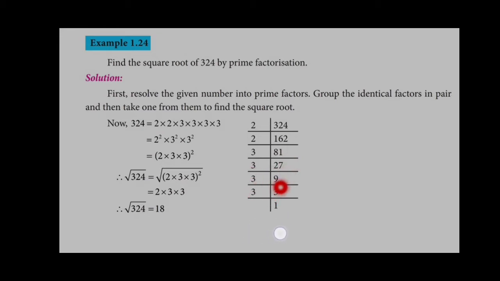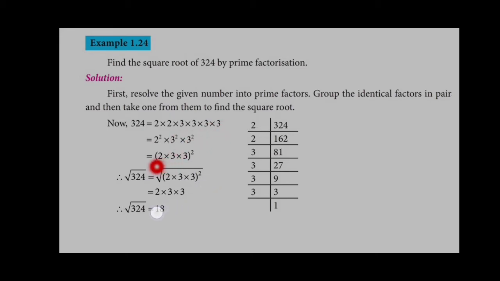3 3s are 9, 3 1s are 3. Till 1 we need to factorize the number. So here 2 into 2 into 3 into 3 into 3 into 3. So like that we need to write here. Now we can separate by squaring the numbers. So 2 into 2 we can write 2 square, 3 into 3, 3 square, 3 into 3, 3 square.